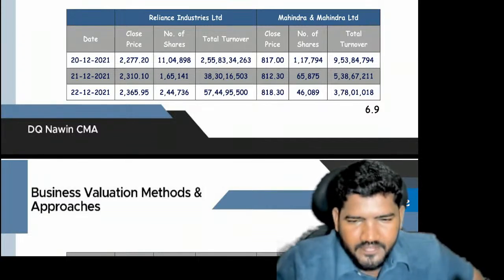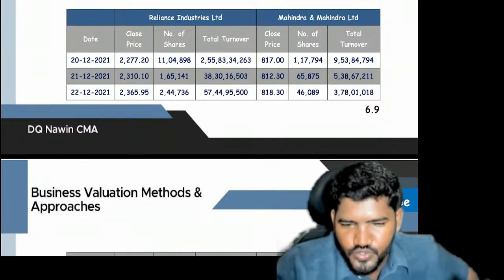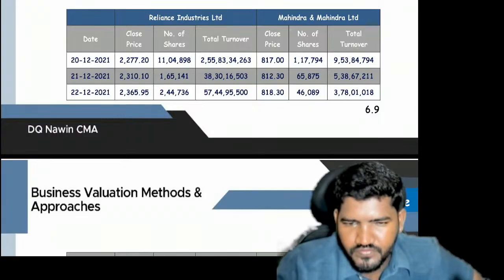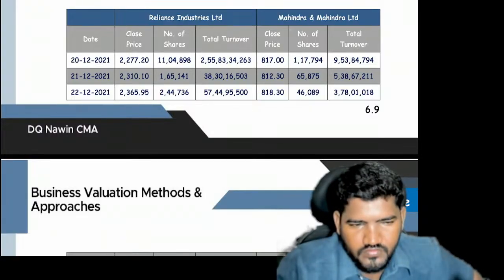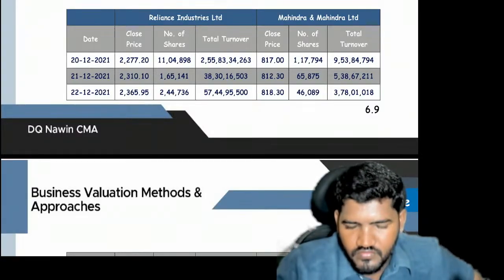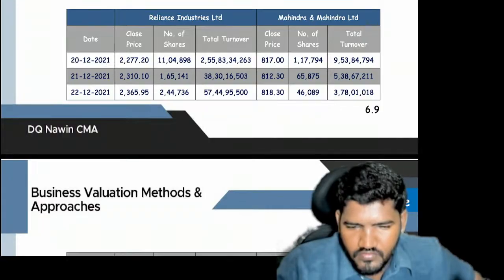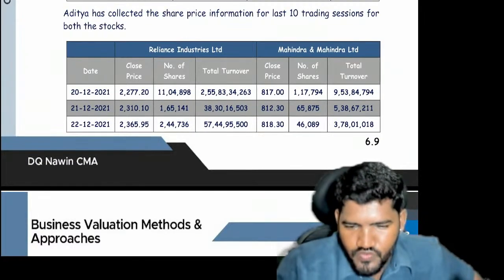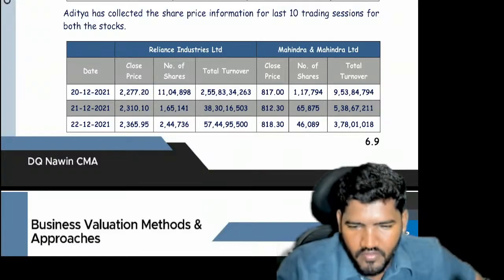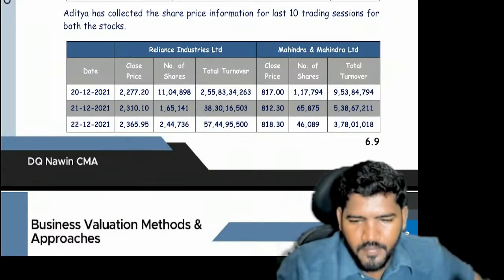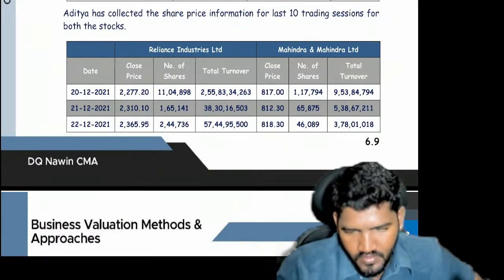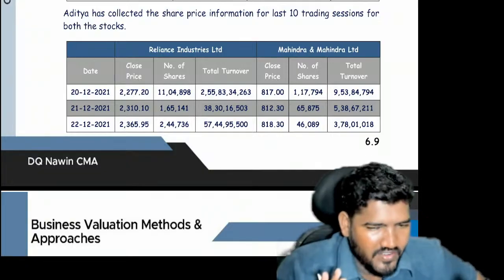Harish is there. Harish, Sujit, Ganesh. So if you have any doubts regarding the discounted cash flow method, ask me. Why? Because there is a chance of getting a problem for this attempt in the discounted cash flow method only.